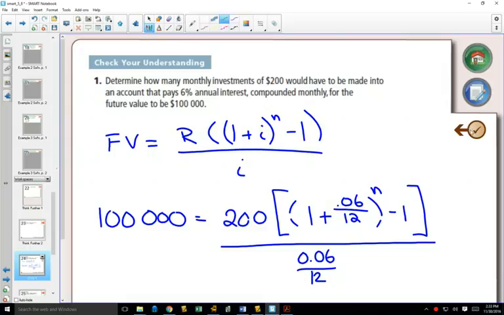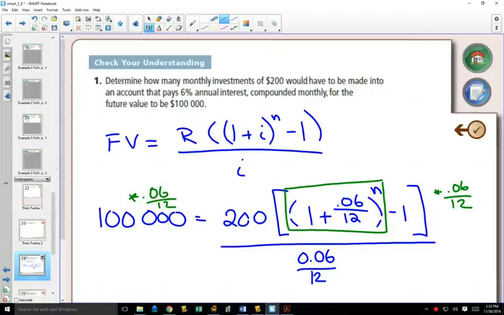Can we simplify to get this part all by itself? What would we have to do? Well, right now we're dividing by 0.06 divided by 12. What's the opposite of that to get rid of that fraction? Multiply. So I'm going to start by multiplying both sides by 0.06 divided by 12, and the nice thing is here, they'll simplify away.